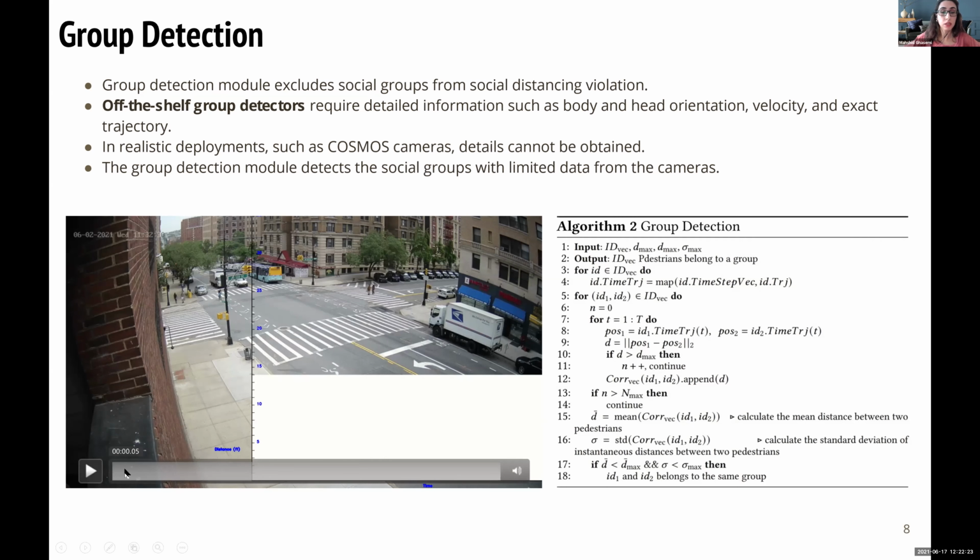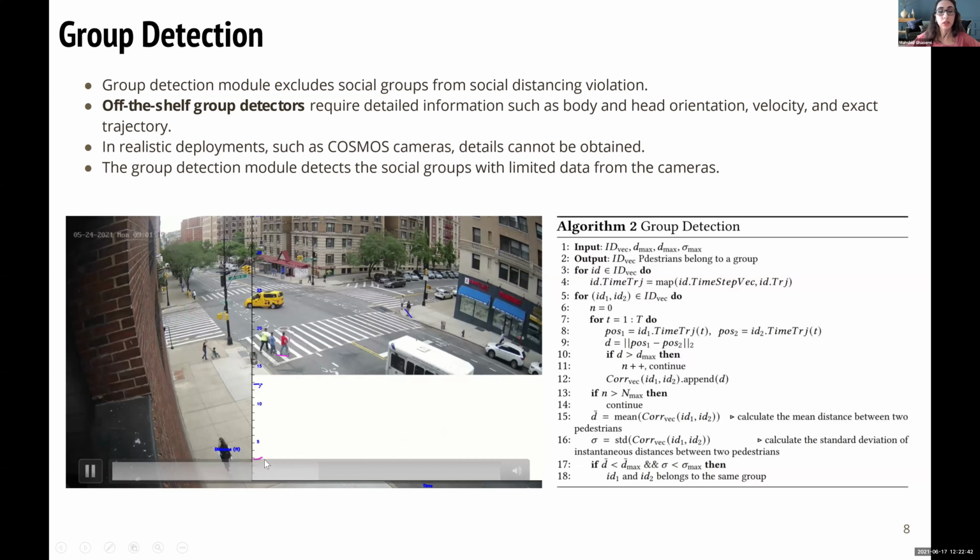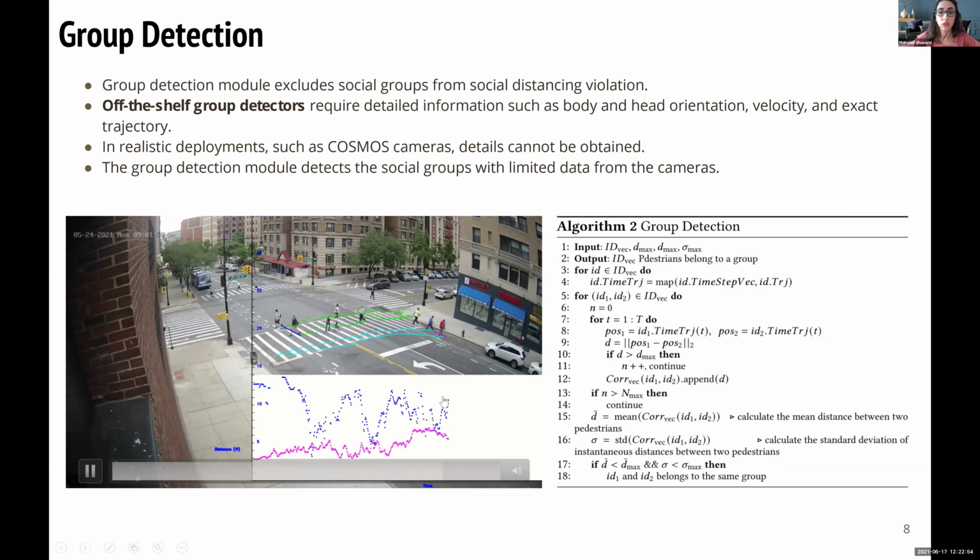For example, in this video, we show the distance of two unaffiliated pedestrians, which shows how it is fluctuating. And also in this next video, we are comparing the fluctuation of two pedestrians of a single group and two unaffiliated pedestrians, where you will see how much the unaffiliated pedestrians' distances fluctuate.